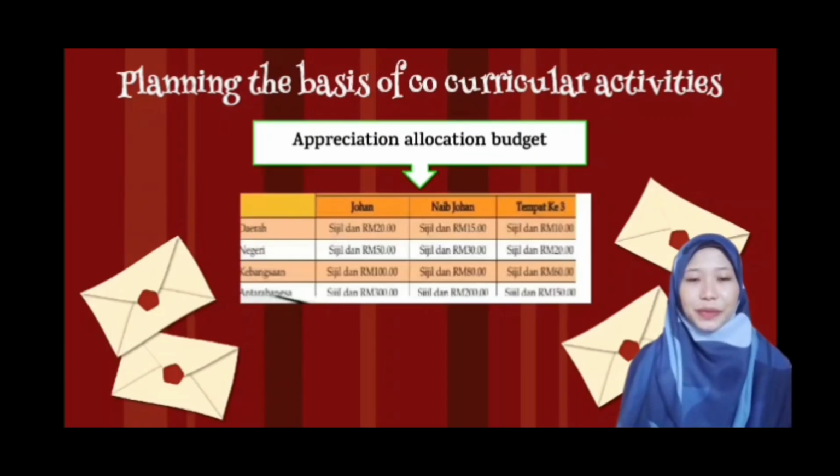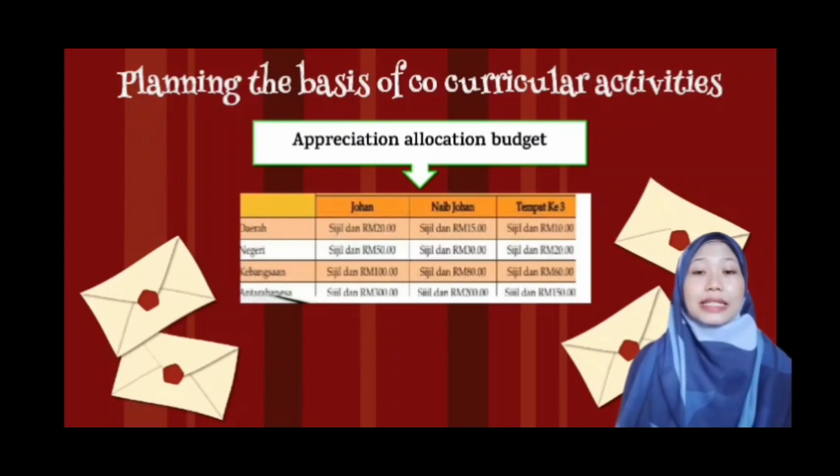Okay, the last one, we also have the budget for appreciation allocation. The table shows the example of budget planning for appreciation gifts and medals for students in an event. Okay, so that's all for budgets and type of school for planning co-curricular activities. Let's move on to the next presenter. Thank you.